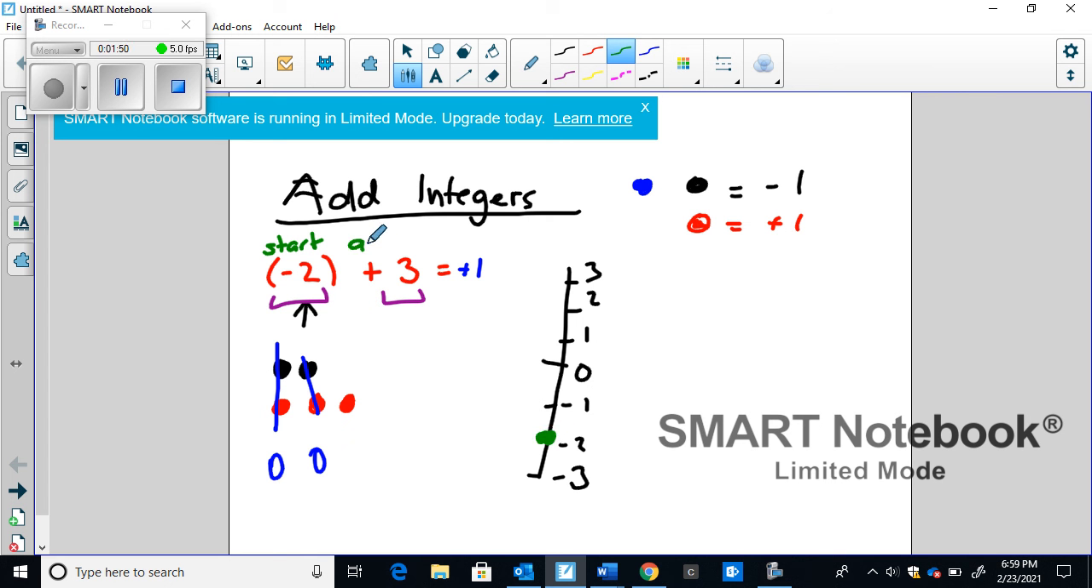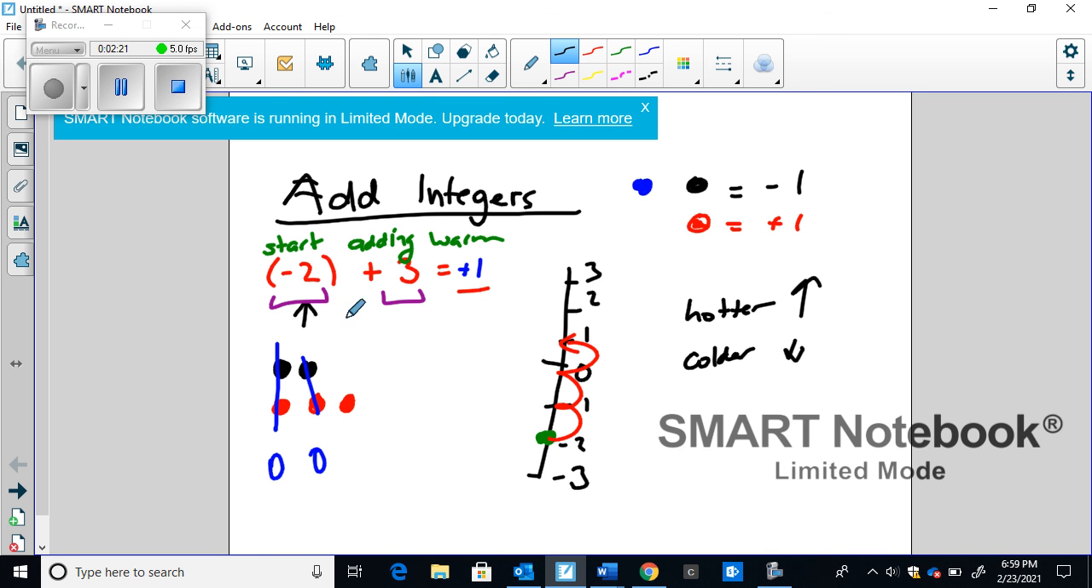And then what we're doing is we're adding, and since the 3 is positive, positive numbers are considered warm. So we're going to be adding warmth, which means it's going to get hotter in this room. If it's getting hotter, we're moving up. If it's getting colder, we're moving down. So because it's getting hotter by 3, we're going to go 1, 2, 3 up on the number line, which is +1, which is the same number we got the first time.